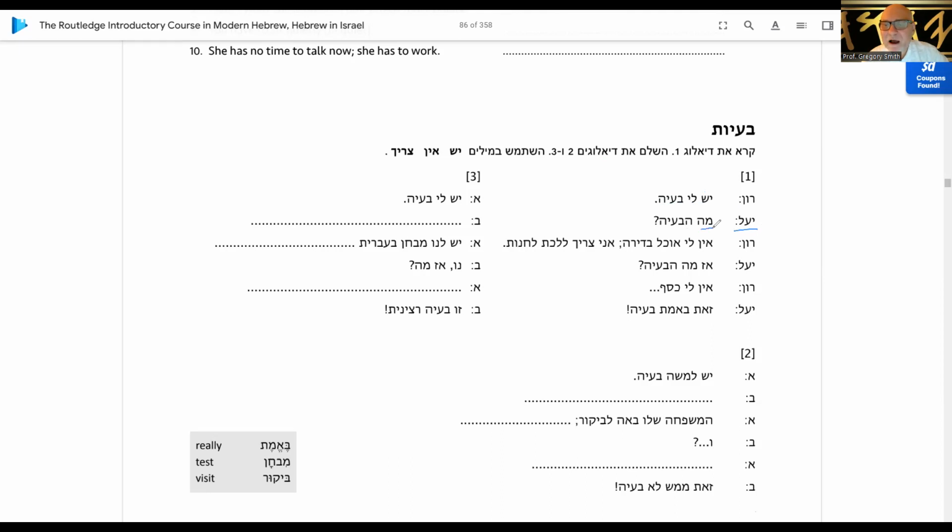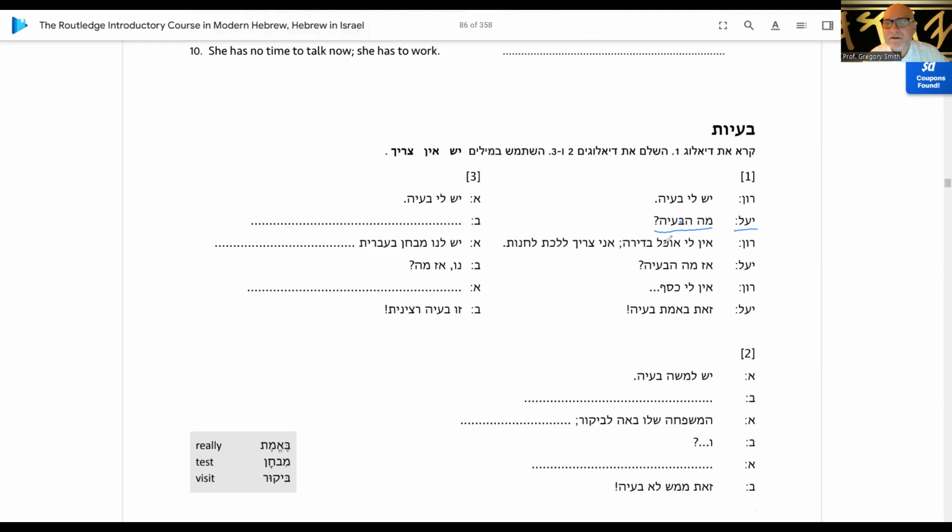Yael says, ma, what? Ma hab'aya. What is the problem? מה הבעיה? Oh, it's habea. Ma habea. So this has got a bet there. מה הבעיה? Yeah, what is the problem?